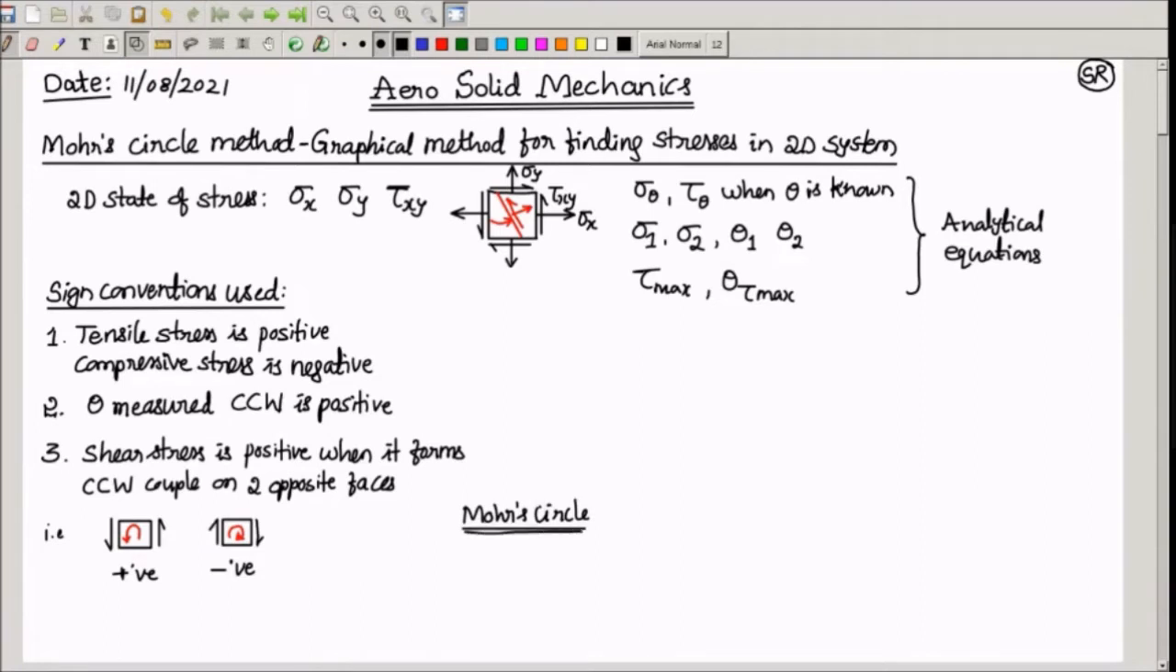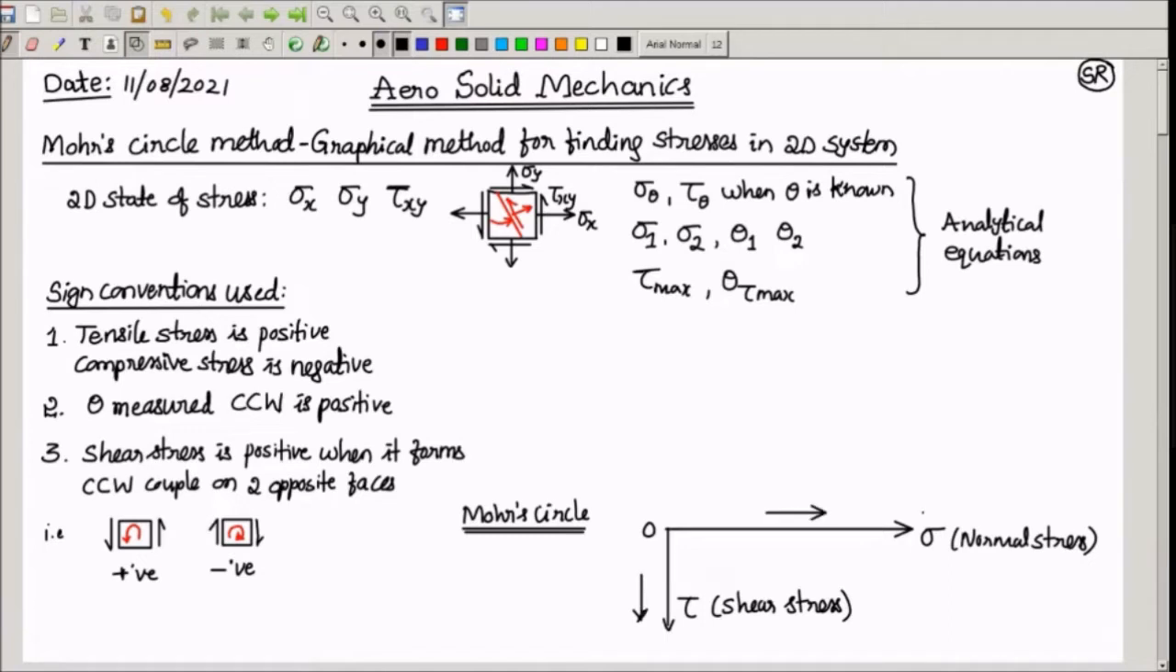Graphical construction in Mohr circle is produced by taking normal stress along x-axis and shear stress along y-axis. This is x-axis, normal stress sigma. Vertical axis is shear stress. But positive shear stress is taken downward. And this is the origin. So this is positive shear stress direction and this is positive normal stress direction. Now we will see what is the procedure for constructing Mohr circle.